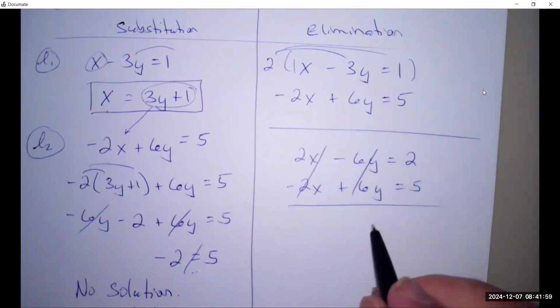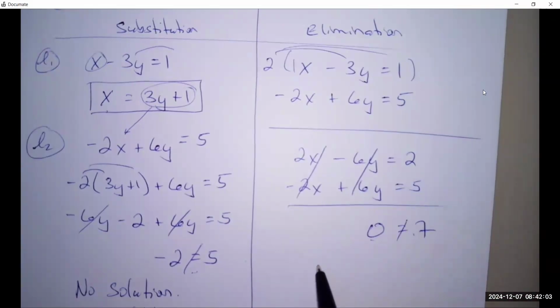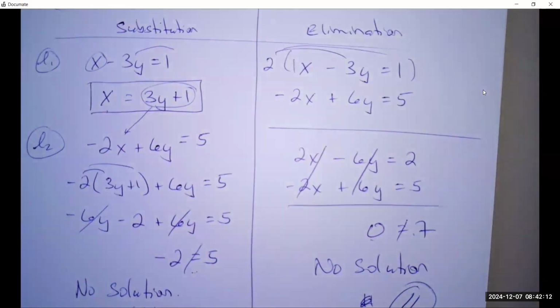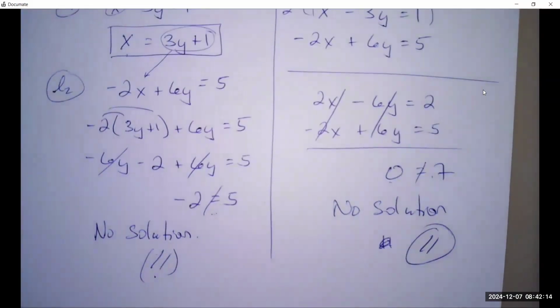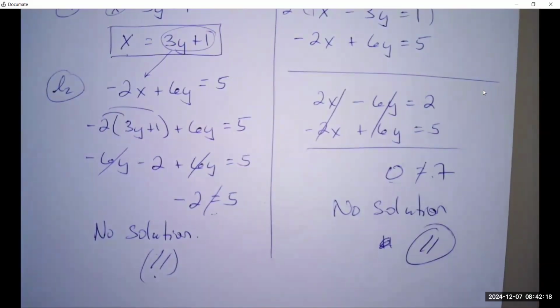Once we add them, that doesn't equal, so no solution. The lines are parallel. So if you get to a point where all the variables are gone and you have numbers that don't equal, then you can't go any further.